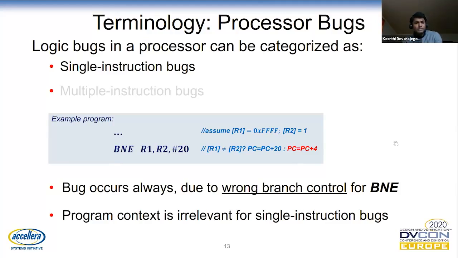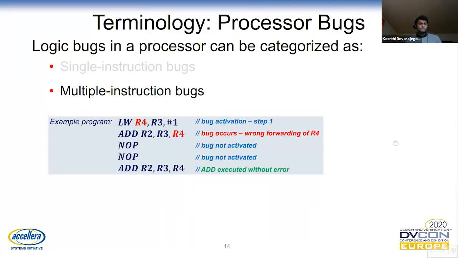Now let's see the second type of bug. We call it the multiple instruction bug. Again, there is an example here. The first instruction is a load word instruction. What it does is compute the address of the memory by adding the contents of R3 with an immediate value 1.